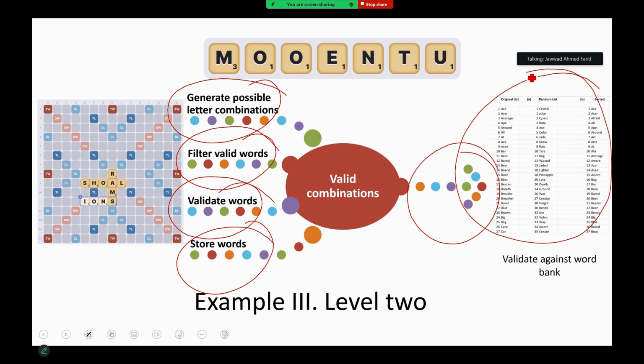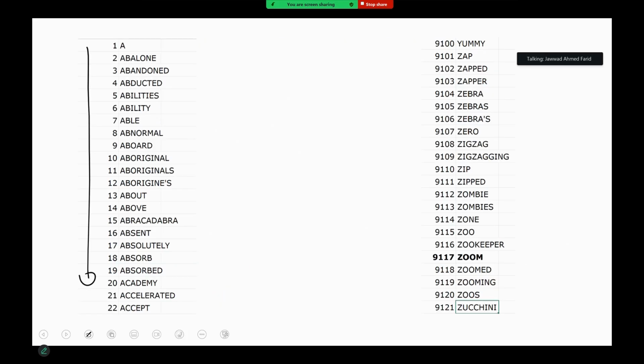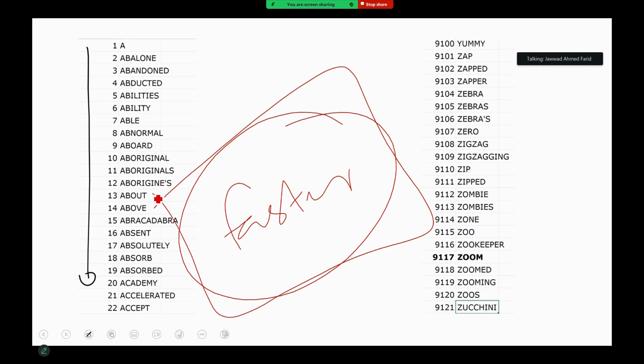Two challenges. One is this whole filter, validate word challenge. How can we do this faster? And then the second challenge is the dictionary search challenge. How can we do this faster? So these are two questions that we'll come back to multiple times in this course.